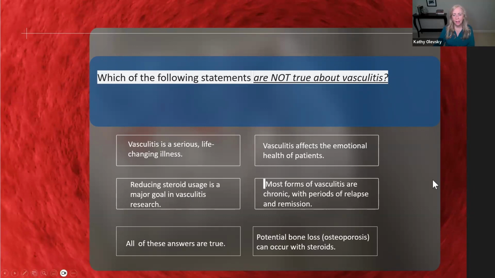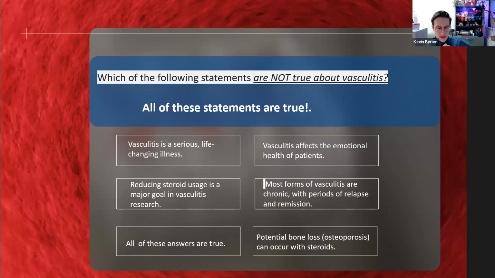Well, the actual answer is all of these statements are true. And I think this is just to play on the question before. This is what the realities are for patients, especially the emotional impact and the relapse and remission. Any thoughts on that, Dr. Byram? Yeah, this is another great question. I couldn't agree more with really all these statements.